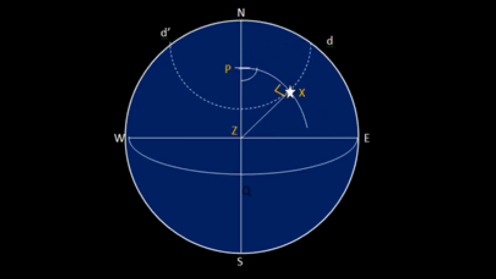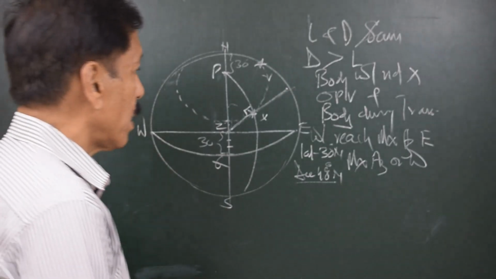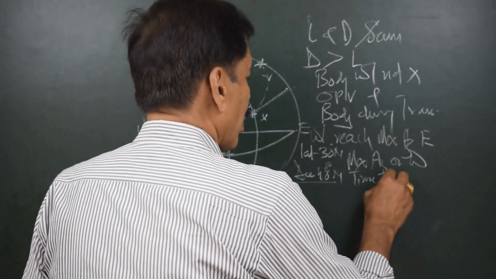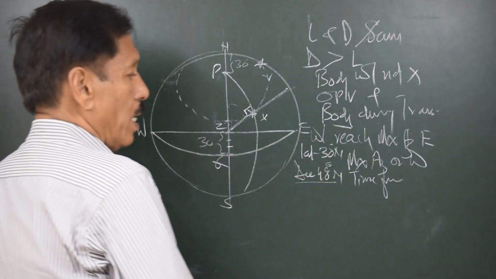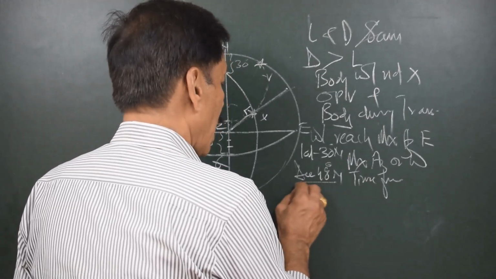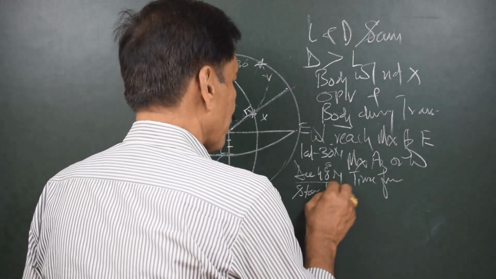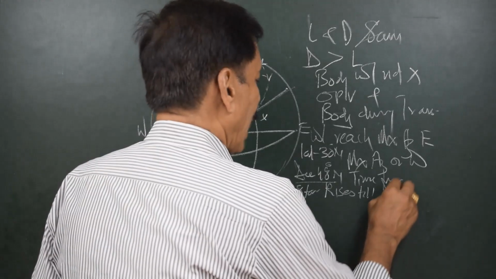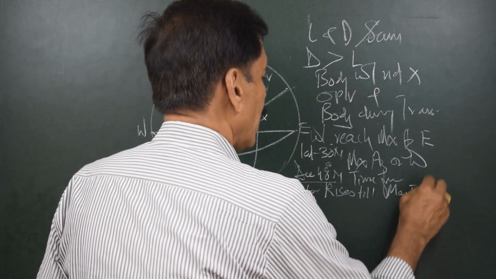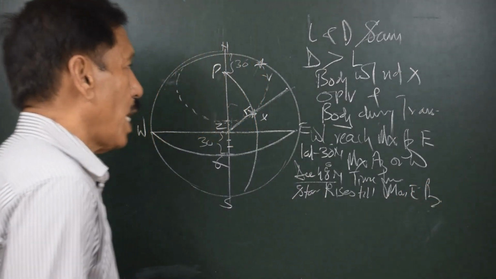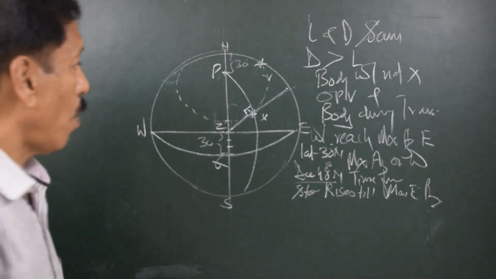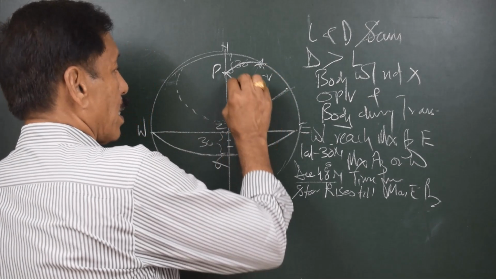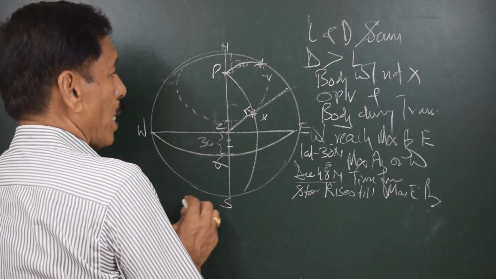How much time will the body take, for the body after the star rises till maximum easterly azimuth? That is the question. How much time the body will take from the time of rise till the time that the body attains maximum azimuth.